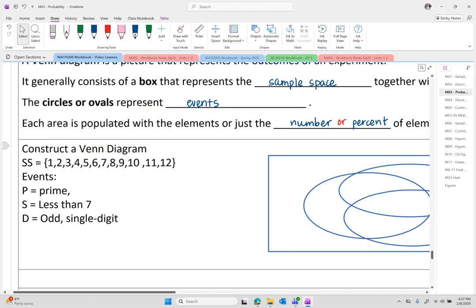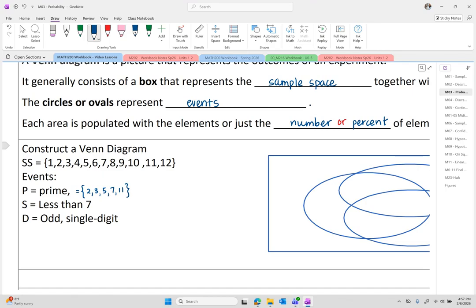events were P is prime, which will consist of the prime numbers from 1 to 12, and these are 2, 3, 5, 7, and 11, so there are 5 of them. The event S, which is the numbers that are less than 7, and these will be the numbers 1, 2, 3, 4, 5, and 6. These are 6 of them. And D is the event, the number is odd and single digit. So odd and single digit numbers will be 1, 3, 5, 7, and 9.